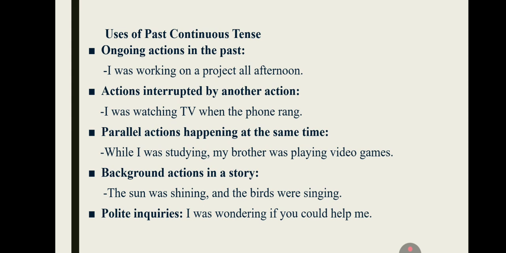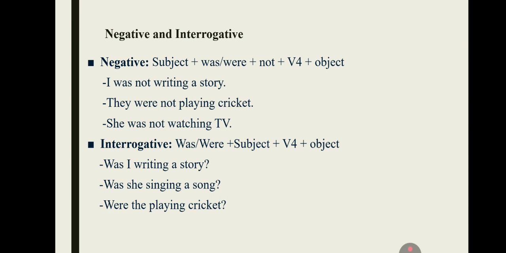Next, for polite inquiries. Example, I was wondering if you could help me. Negative and interrogative structure. Negative: subject plus was or were plus not plus V4 form plus object. Example, I was not writing a story. Here after was we are using not. Next, they were not playing cricket. She was not watching TV.